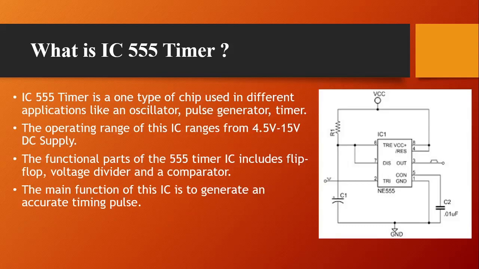What is IC555 timer? IC555 timer is a type of chip used in different applications like an oscillator, pulse generator, and timer. The operating range of this IC ranges from 4.5 volt to 15 volt DC supply. The functional parts of the 555 timer IC include a flip-flop, voltage divider, and a comparator. The main function of this IC is to generate an accurate timing pulse.